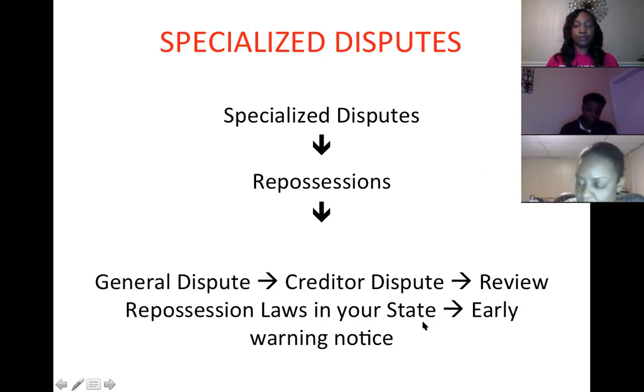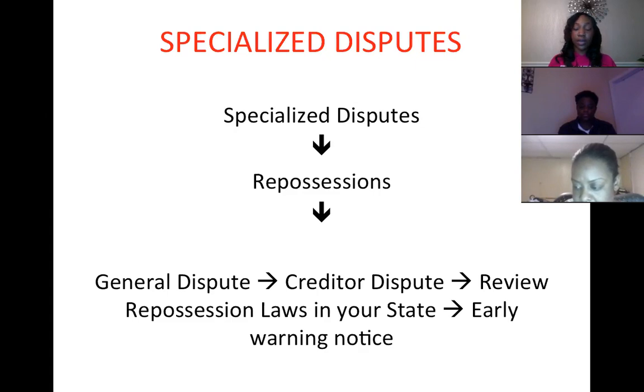Repossessions, same strategy. Dispute with the credit bureau, go to the creditor who has the account, and then you want to review the repossession laws in your state or that client's state. Like, what does the law say? Does it say they have a time period to get the car back before they could put the repossession on their credit report? Does it say there's a certain amount they have to pay? Like, what does the law say in that particular state that warrants a repossession and how it's reporting on the credit report? So go over those laws.